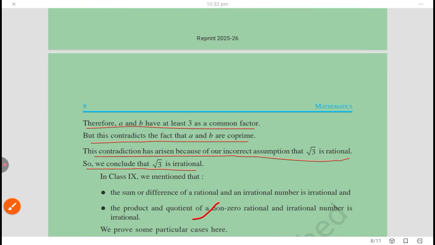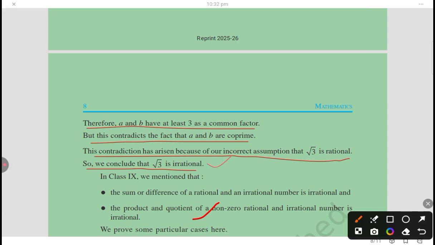And therefore a and b have at least 3 as a common factor. But this contradicts the fact that a and b are co-primes. This contradiction has arisen because of our incorrect assumption that root 3 is rational. So you conclude that root 3 is irrational.